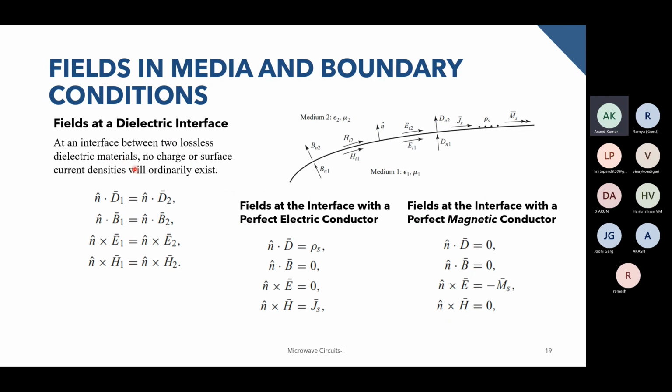Using the previous derivations, we can make three different cases: medium one and medium two both are dielectrics, either medium one or medium two may be a perfect electric conductor, and either of them could be a perfect magnetic conductor. So if these mediums change, we will end up with a different set of boundary conditions.